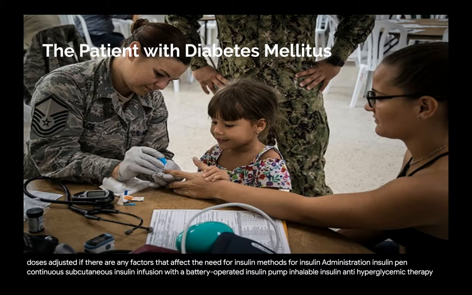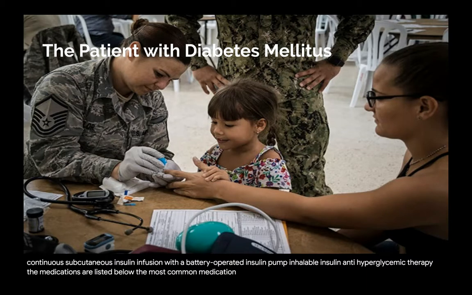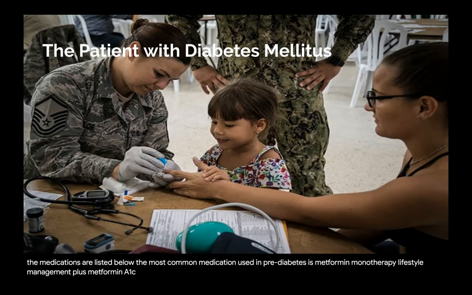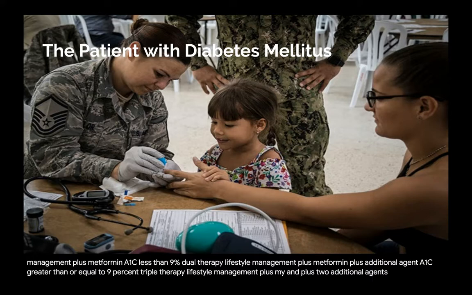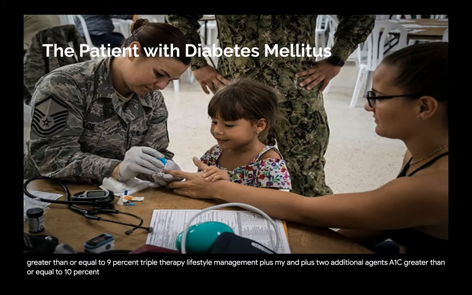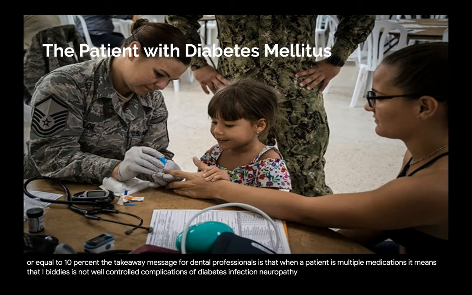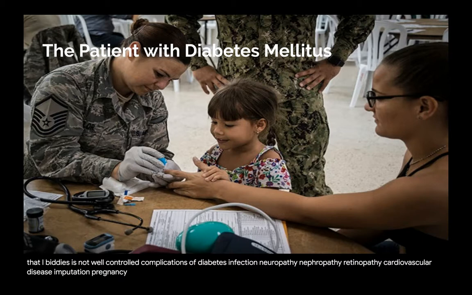Anti-hyperglycemic therapy. The medications are listed below. The most common medication used in prediabetes is metformin. Monotherapy: lifestyle management plus metformin, A1C less than 9%. Dual therapy: lifestyle management plus metformin plus an additional agent, A1C greater than or equal to 9%. Triple therapy: lifestyle management plus metformin plus 2 additional agents, A1C greater than or equal to 10%. The takeaway message for dental professionals is that when a patient is on multiple medications, it means that diabetes is not well controlled. Complications of diabetes: infection, neuropathy, nephropathy, retinopathy, cardiovascular disease, amputation, pregnancy complications, and mental health.